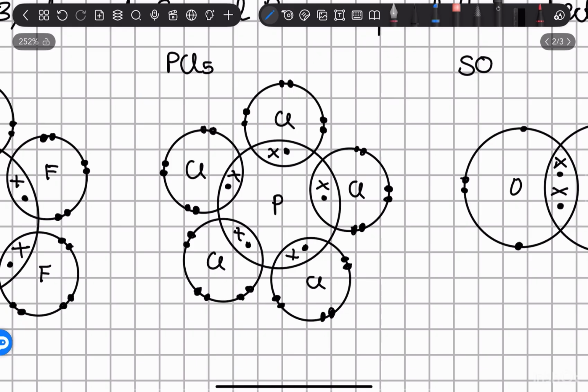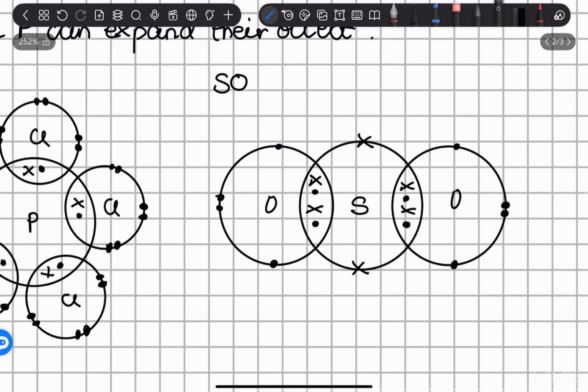For PCl5, the phosphorus atom has 5 valence electrons, so it can bond with 5 chlorine atoms to share those 5 valence electrons. So chlorine completes its octet, but phosphorus expands it by 2 electrons, so it has 10 electrons in its octet.